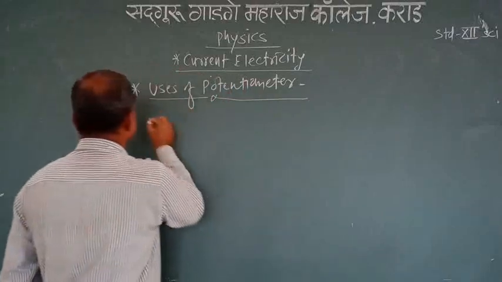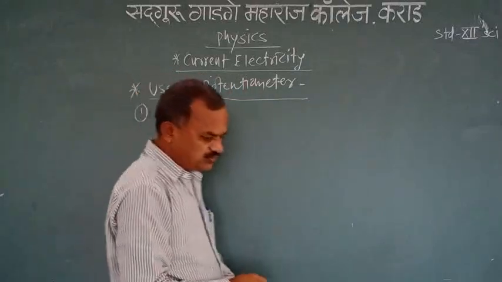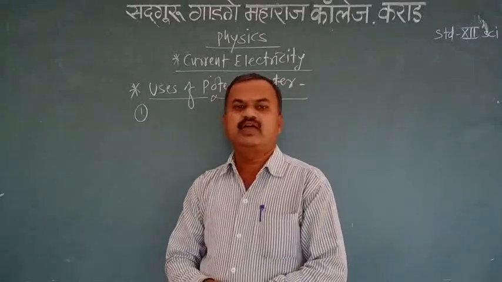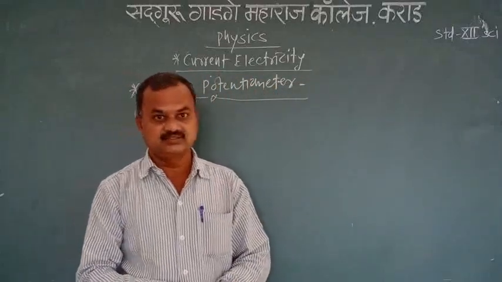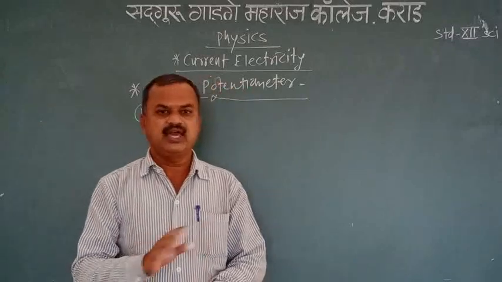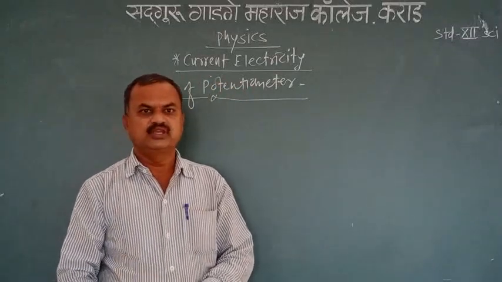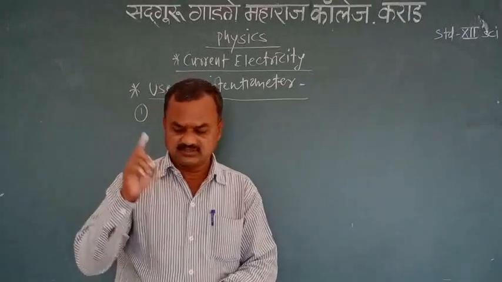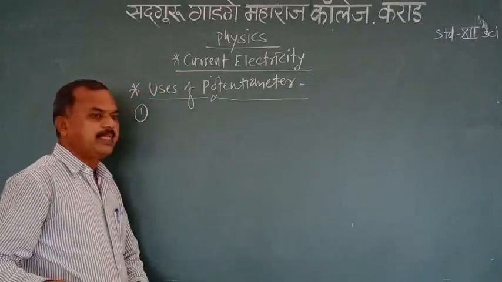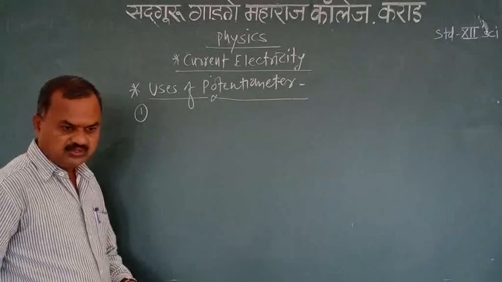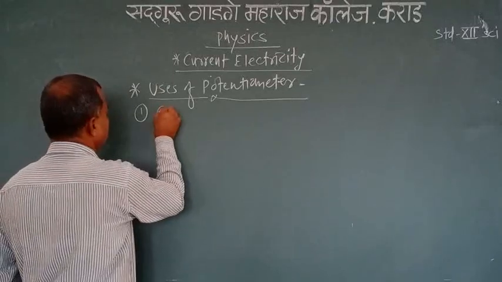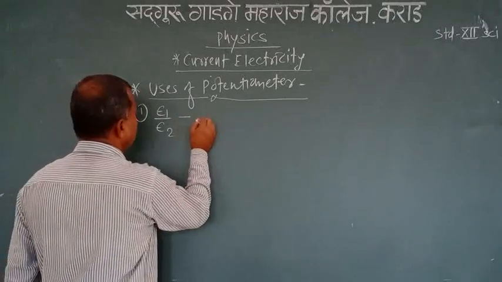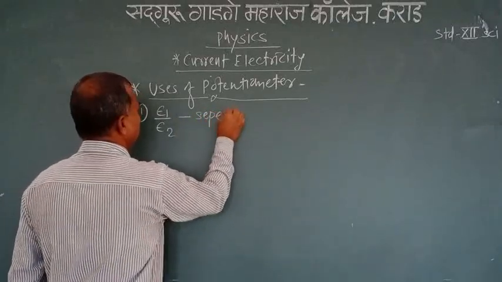First use: potentiometer is used to compare EMFs of given cells by direct, individual or separate method. This is the first use of potentiometer to calculate the value of E1 divided by E2 by separate or direct method.